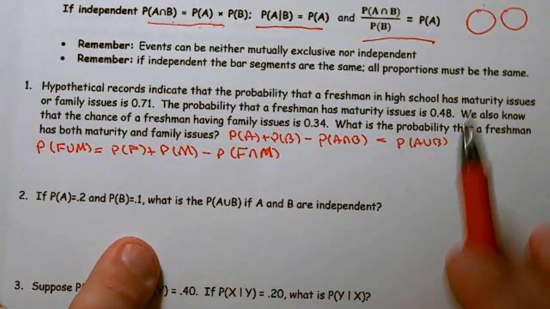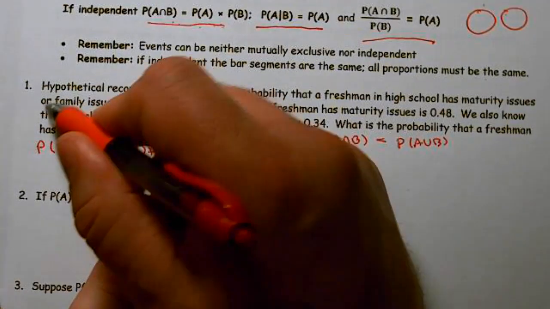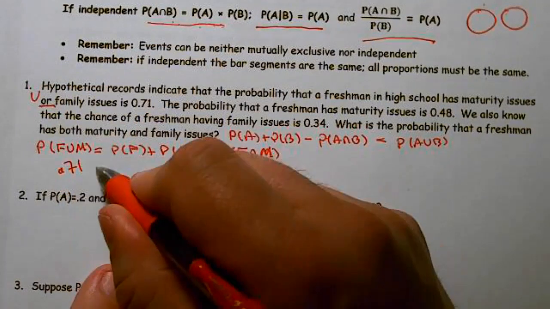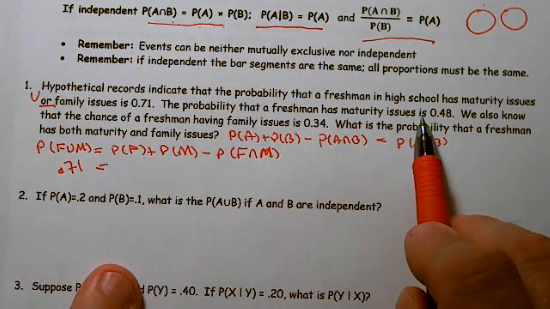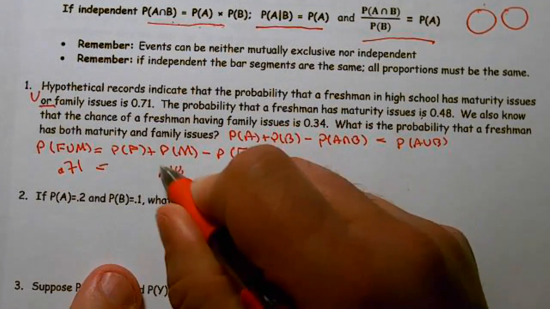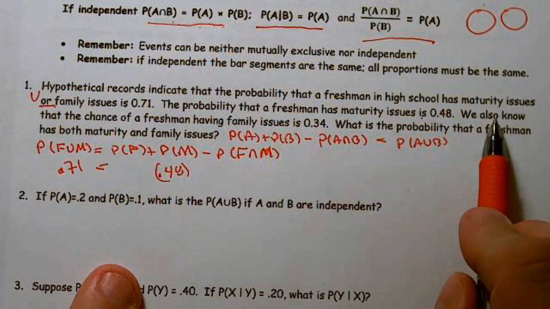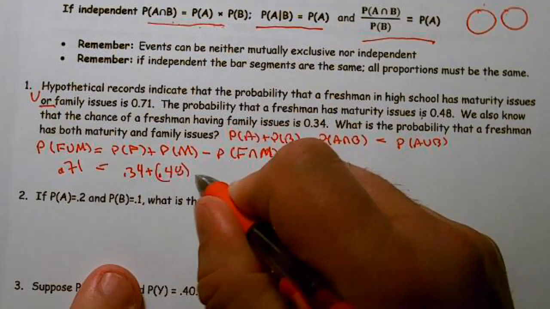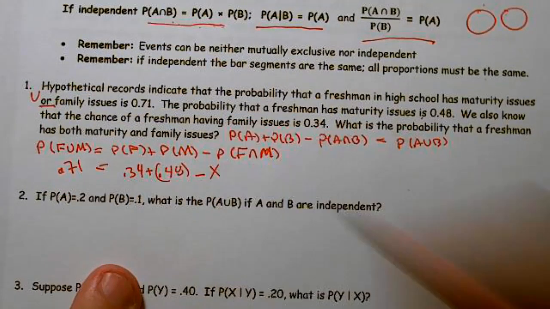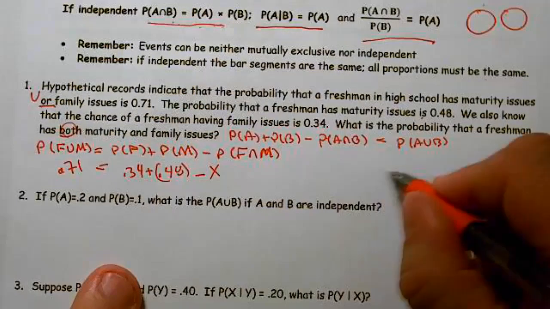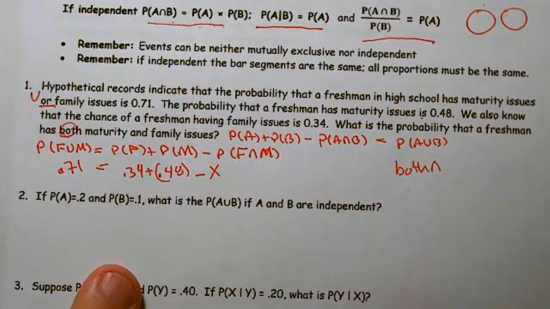So the probability that they have maturity issues or family issues is 0.71. I see the word or, I think union, so this is 0.71. The probability a freshman has maturity issues, 0.48. We also know the chance a freshman has family issues is 0.34. And I'm just going to put an X because that's what I'm looking for. And this is both, and both usually means intersection. Notice I'm using the word usually.